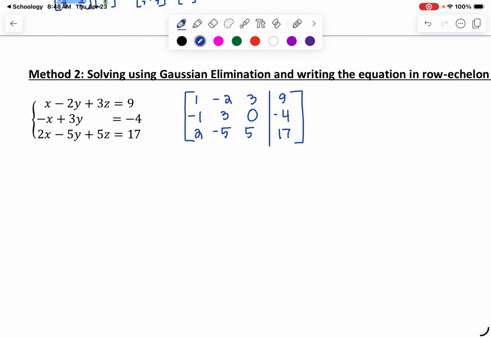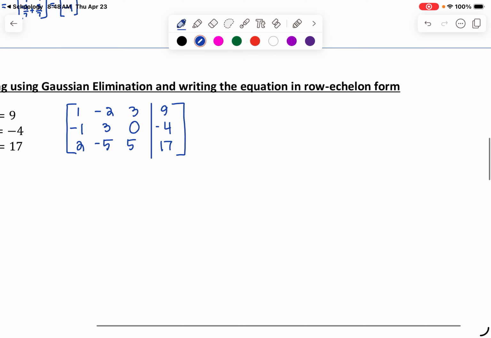Okay, so here is our matrix that we'll be using. What we're going to do is get this in row echelon form. To get this in row echelon form, we're going to end up using reduced row echelon form. So let me first explain what reduced row echelon form is, okay?